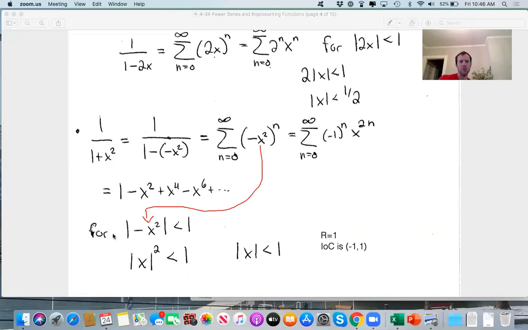Questions about this problem or any of this kind of representing functions as series? So we'll see another way, but a big way is if you know a series for a function and you substitute something in for the variable in that function, you can make the same substitution into the series, as long as you end up with a power series.